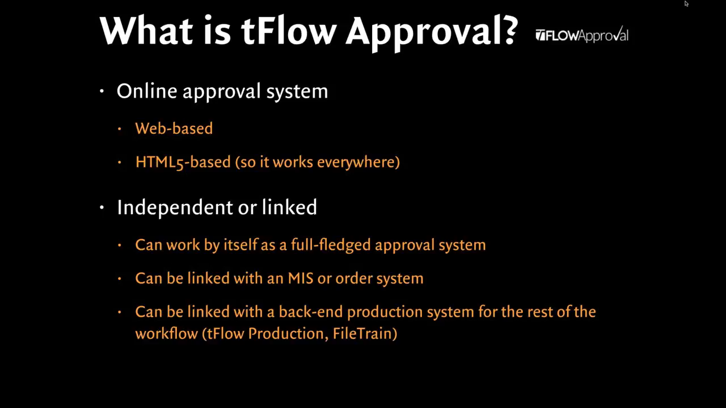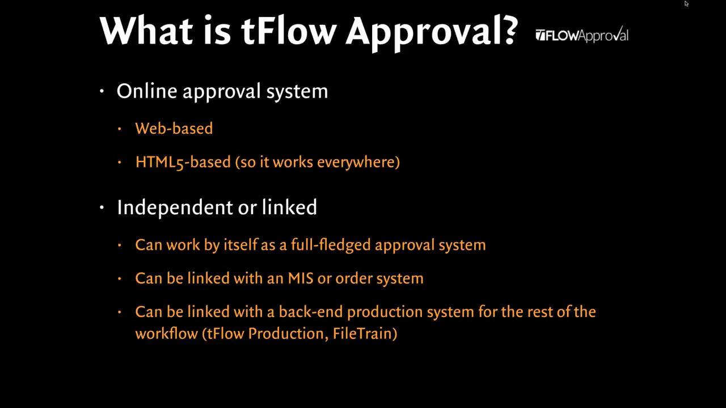First of all, as I go through the demo, you'll see that I'm doing a whole bunch of things in a manual way, creating orders and jobs and uploading jobs and so on. Well, all of that can be automated by an MIS system or an ordering system. If you have an MIS system and it's capable of saving an XML file based on some action that happens, then that XML file, if placed in the right folder on the Tflow Approval server, can automatically create orders, create jobs, import files into Tflow Approval, and so on.